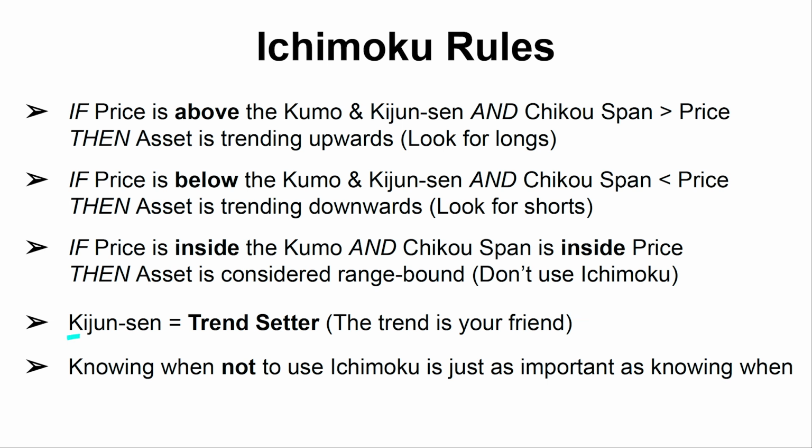And remember how I said Kijun-sen is probably the single most important component? Well, that's because you can consider the Kijun-sen as the trend setter. Whenever price is above it, you can assume the asset is bullish. Whenever price is below it, you can assume the asset is bearish. Use this as a barometer as you move forward and explore the possibilities Ichimoku can provide you.